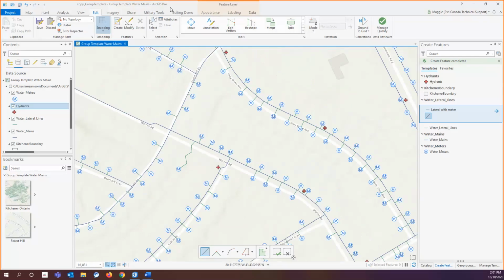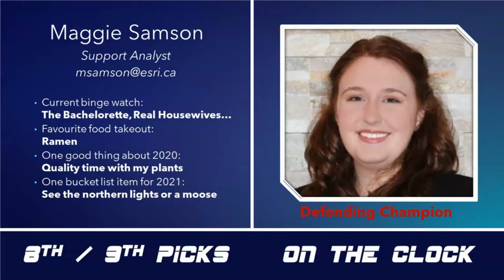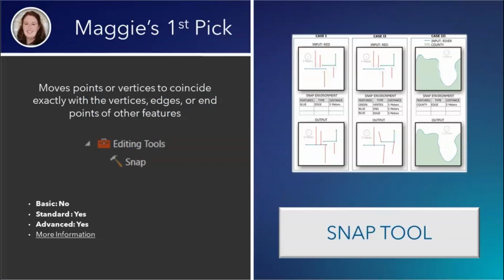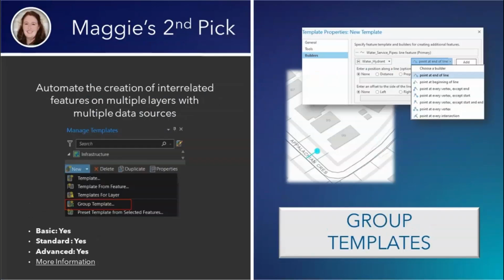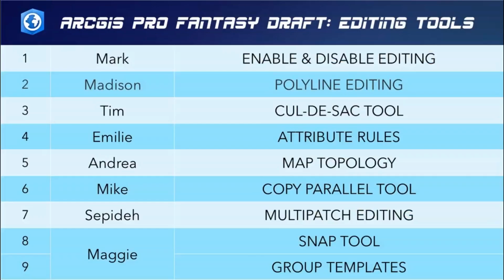Oh my goodness, that is a very strong set of tools that you have selected. I'm blown away. So Maggie's two selections: the first one is that snap tool, and then as you saw, one of the main components of ArcGIS editing in Pro, and that is the ability to create these group templates. So incredible job from all of our draftees today. There is our complete list of the selections that were made.